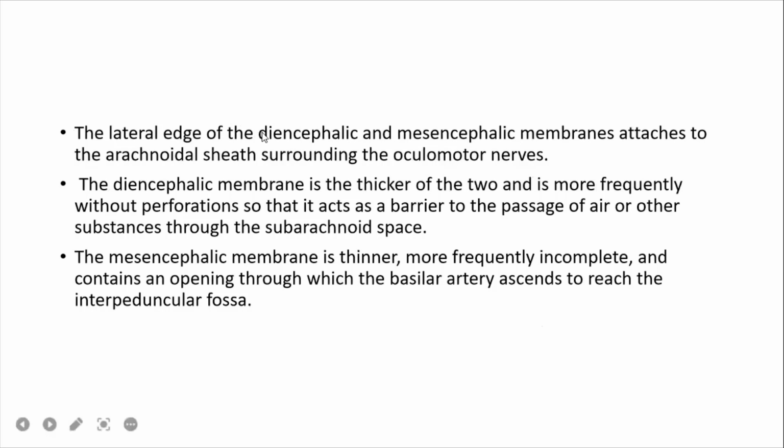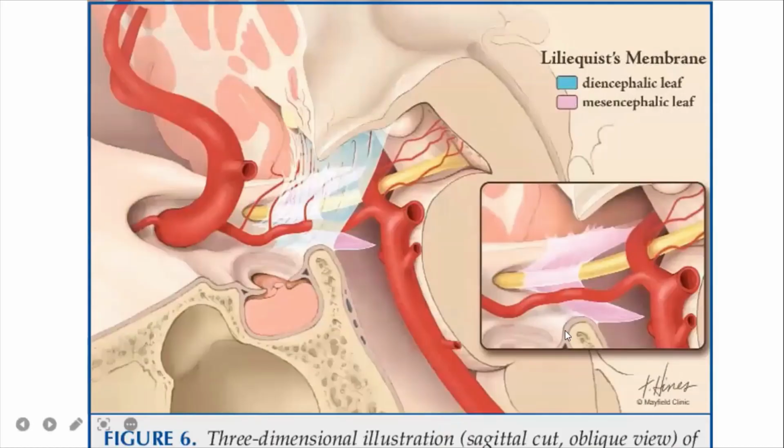The lateral edges of the diencephalic and mesencephalic membranes attach to the arachnoid sheath around the oculomotor nerve. The diencephalic membrane is the thicker of the two and is more frequently without any perforation, so it acts as a barrier to the passage of air and other substances through the subarachnoid space. The mesencephalic membrane is thinner and more frequently incomplete, and contains an opening through which the basilar artery ascends and reaches the interpeduncular fossa.